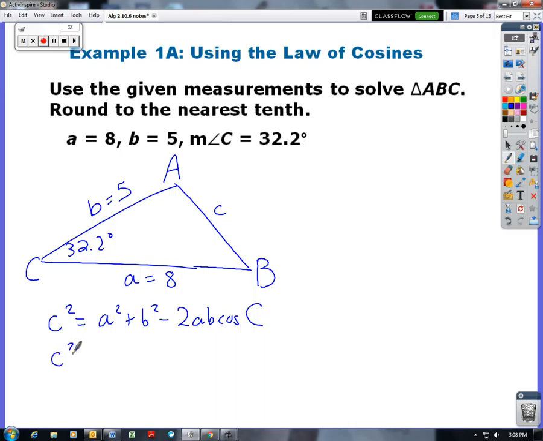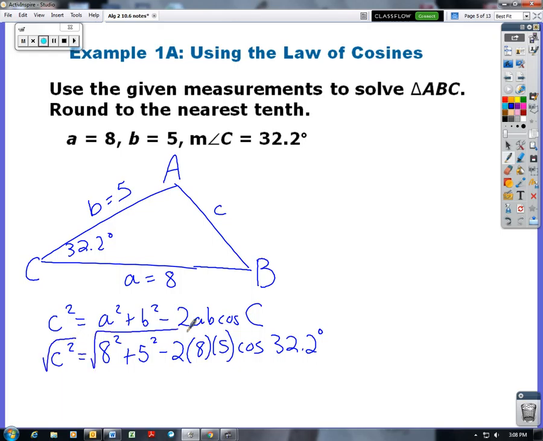I don't know c squared. I do know little a is 8, so 8 squared plus b squared is 5 squared minus 2 times parenthesis 8 times 5 times the cosine of angle C, which is 32.2 degrees. And for some reason I'm out of breath. Don't even know why. So now this is all. Notice our variable is on the left here, and all of this can be done on the calculator. And then once you do all of this, you're going to want to take the square root of it. I can go ahead and show that here.